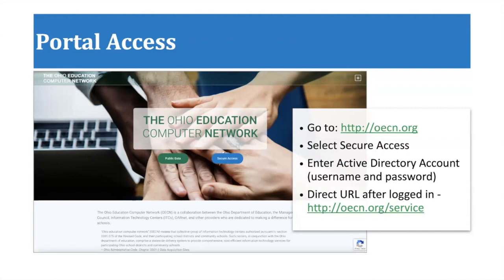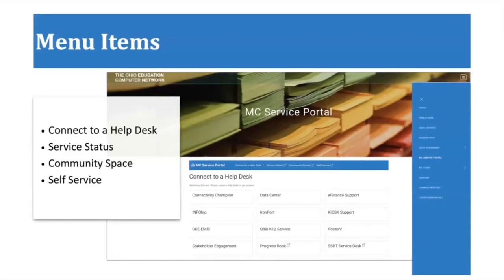And then once you've logged into that space, you can actually use a direct link by going to oecn.org/service. That'll bring you to the landing page directly. So coming to the portal page, you're going to see a menu. This blue bar contains a few items that we want to highlight here.